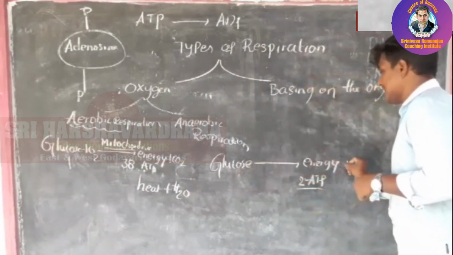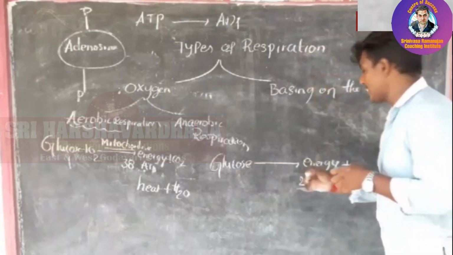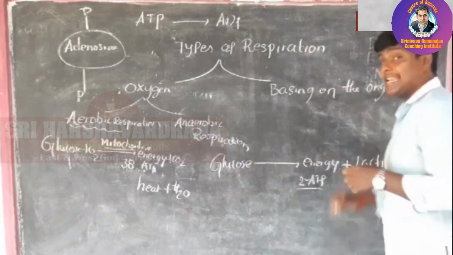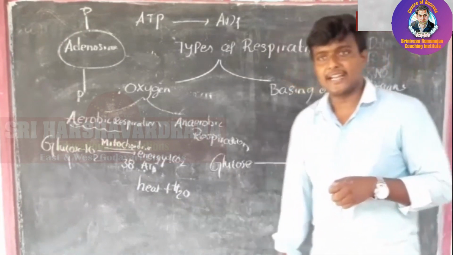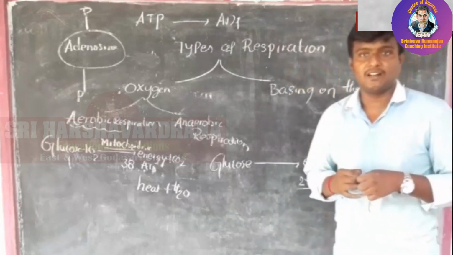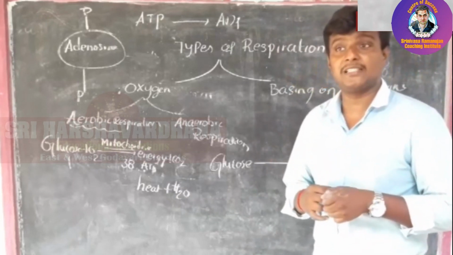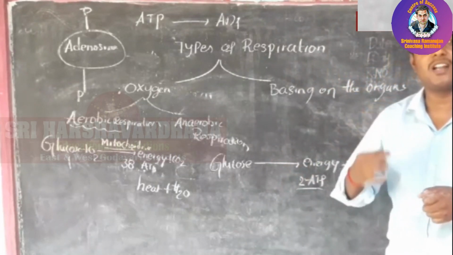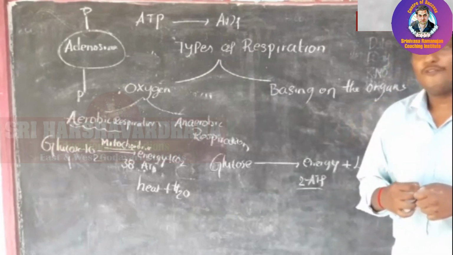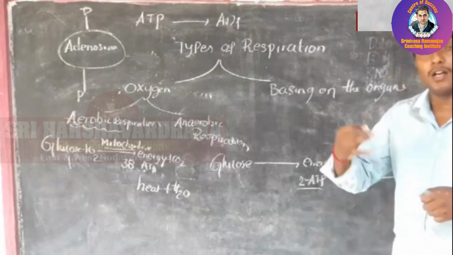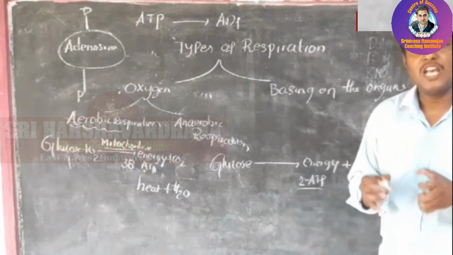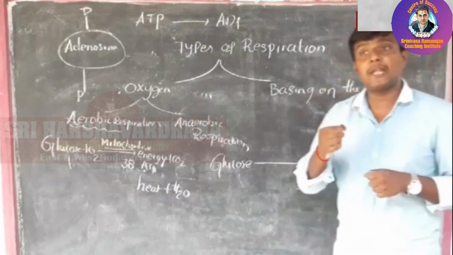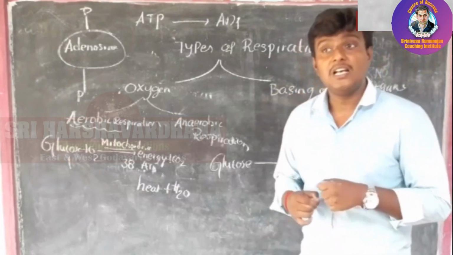But here, if glucose is broken down without oxygen, it liberates lactic acid. What does the lactic acid do? This lactic acid will be stored in our muscle cells only. If lactic acid is stored in your muscle cells, what happens? Your muscle cells will swell, and at the same time it will give some pain also.